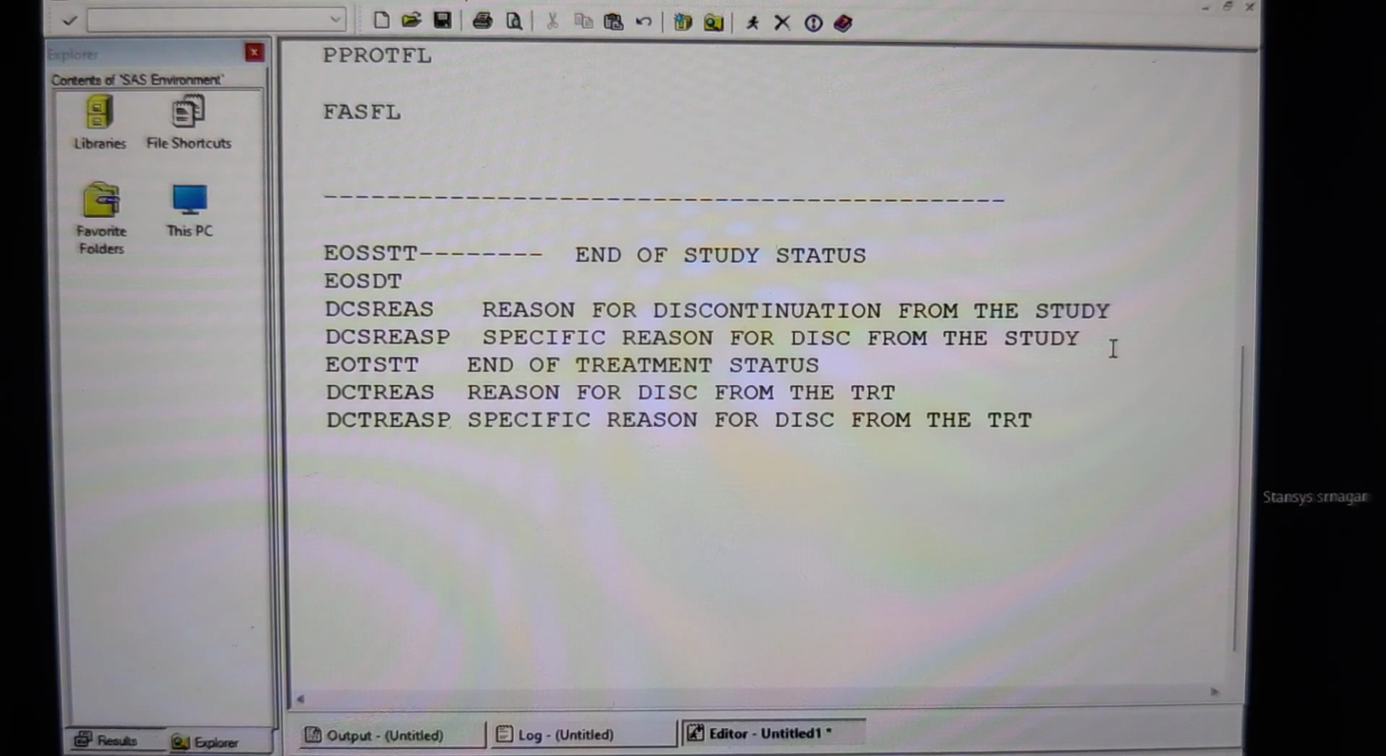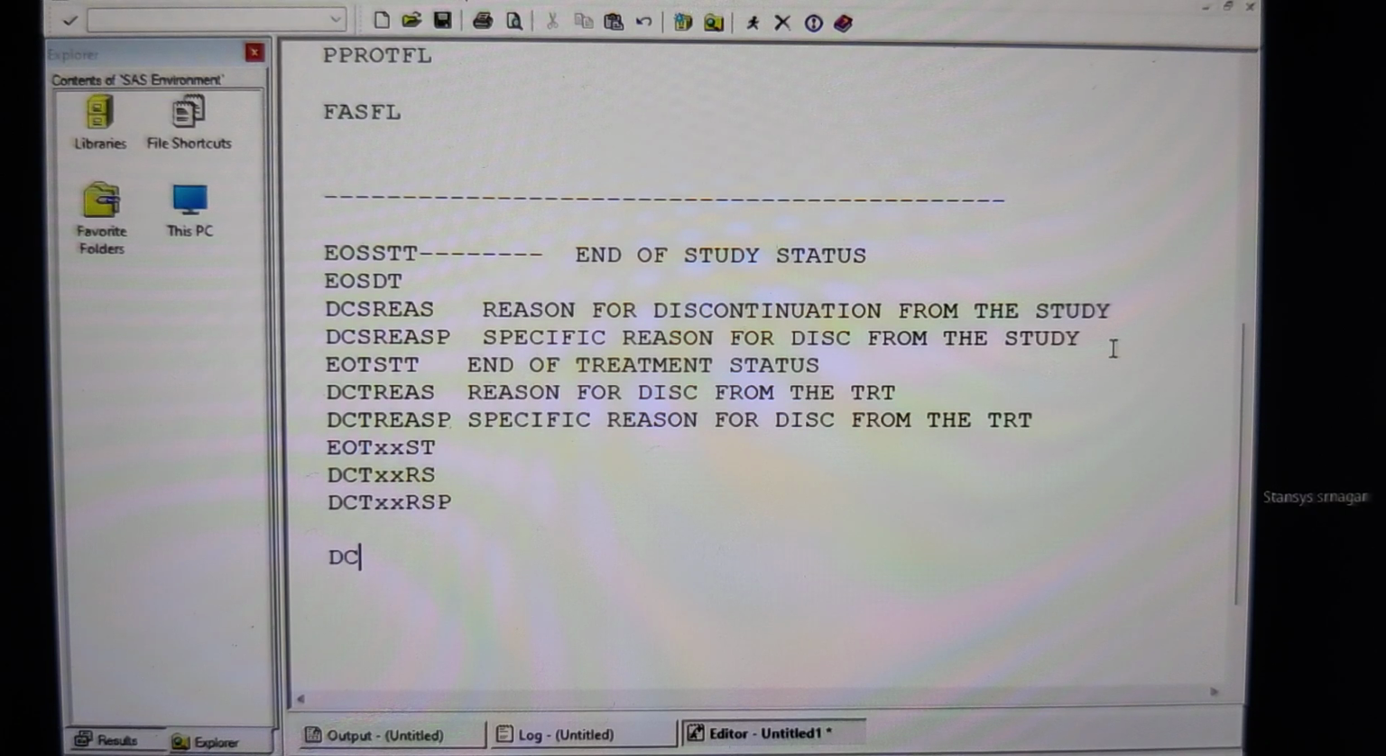Then we are going to have EOT X6 ST, end of treatment X6 status. Then we are going to have TCT X6 RX, reason for discontinuation from the treatment X6. Then we are going to have TCT X6 RXP, specific reason for the discontinuation from the treatment X6.